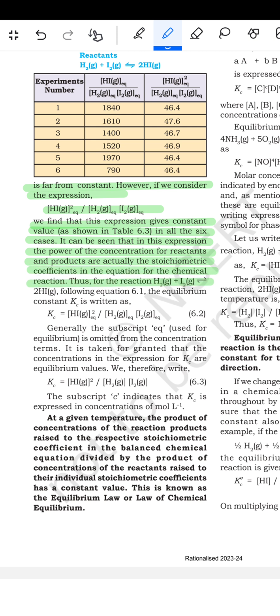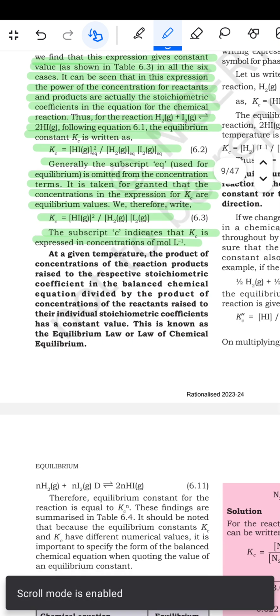Thus for the reaction H2 + I2 ⇌ 2HI, the equilibrium constant Kc is written as Kc = [HI]² / [H2][I2]. Generally the subscript eq for equilibrium is omitted from the concentration terms. It is taken for granted that the concentrations in the expression for Kc are equilibrium values. We therefore write Kc = [HI]² / [H2][I2]. The subscript c indicates that Kc is expressed in concentration, in moles per liter.